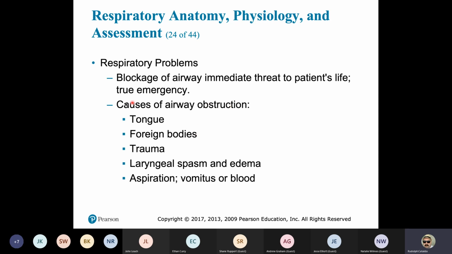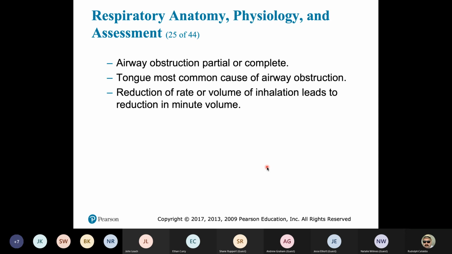Common causes of our airway obstructions. Again, this is basic stuff. Our tongue, foreign bodies, trauma, laryngeal spasms and edema, aspiration, vomit or blood. Airway obstruction, partial or complete. Tongue is the most common cause of airway obstruction.